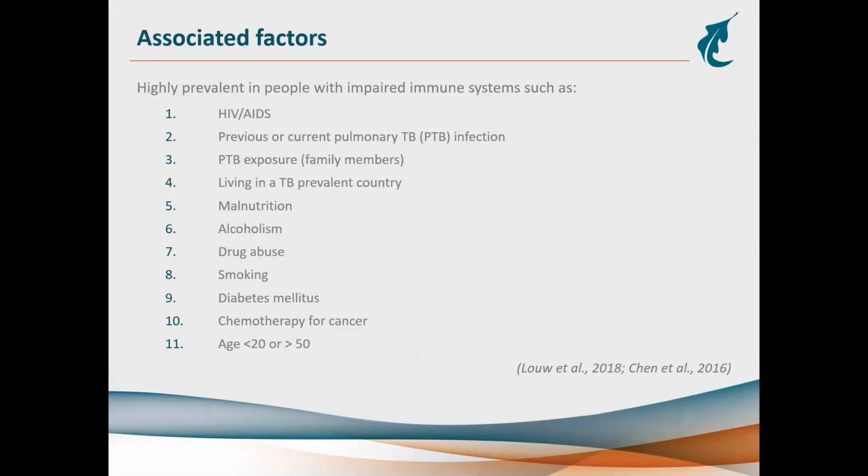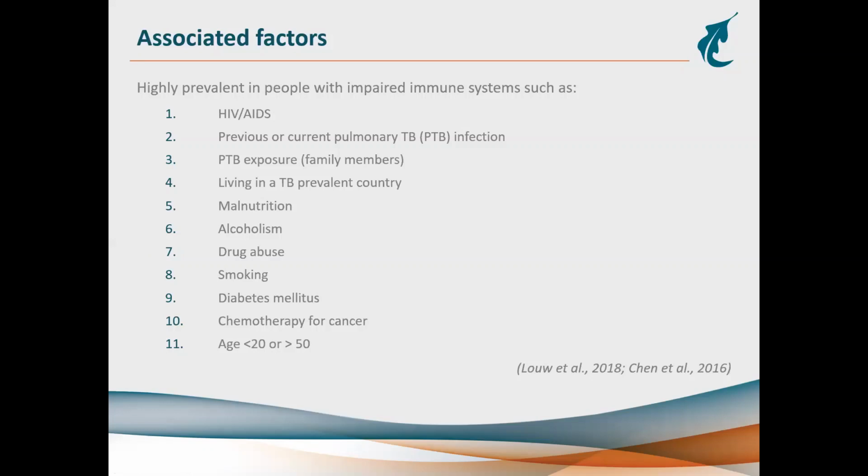So spinal TB is highly prevalent in people with impaired immune systems. So you should be suspicious when people come to you with back pain that is not tied to any specific injury or anything like that, who have HIV or AIDS, previous or current pulmonary TB, and just note when this was as well, and if they are on active TB treatment. If there's exposure to pulmonary TB, such as their family members who they live in the house with or are in frequent contact with.